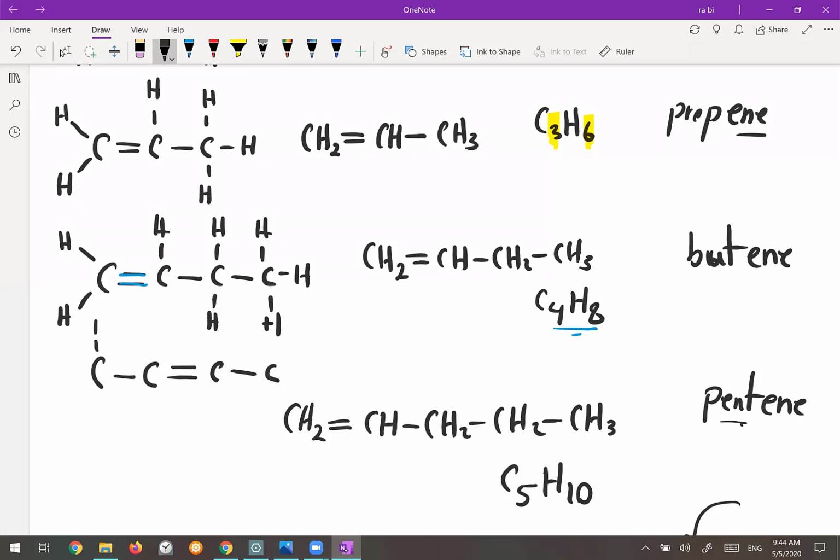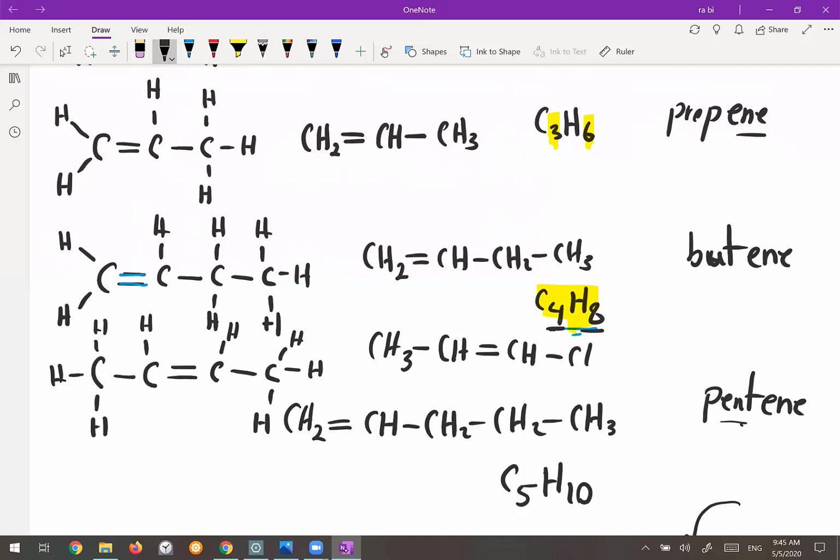If you want to put the hydrogens, you need 3 hydrogens for the first one. For the second one, you need only 1 hydrogen. For the third one, also you need only 1 hydrogen. And for the last one, you need 3 hydrogens. If you count the carbons and hydrogens in this structure, there are 4 carbons and 8 hydrogens. So the formula for this one is also C4H8. And let's draw the condensed formula for that one. It would be CH3, CH, double bond, CH, CH3. So this one is also butene.